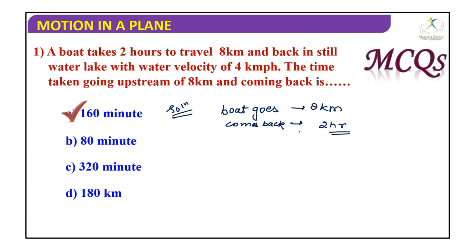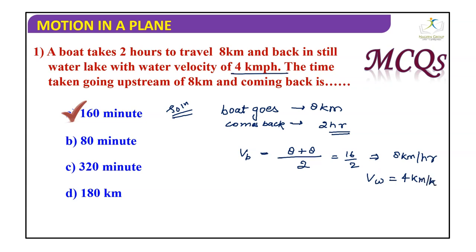So first we find the velocity of the boat, VB. The velocity of the boat VB is the distance covered by the boat in 2 hours, which is 16. So VB is equal to 8 plus 8, for going and coming back, divided by 2, means 16 by 2, it covers 8 kilometer per hour. And the velocity of the water is given, this will be 4 kilometer per hour.